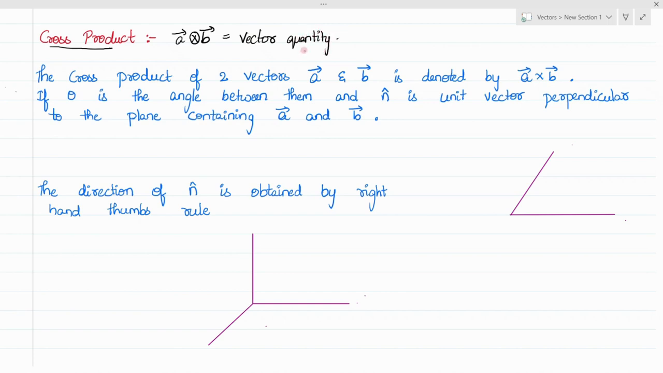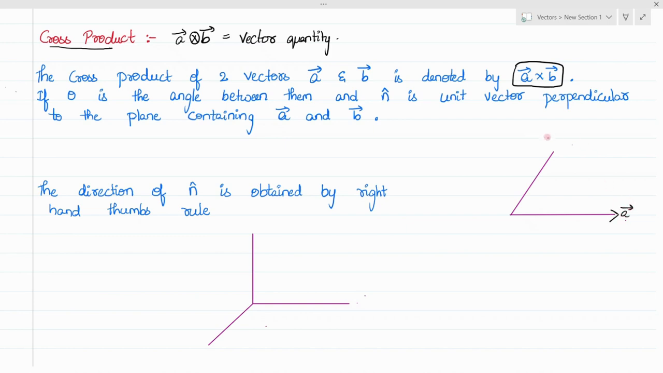Okay, now let's see how this works. The cross product of two vectors A and B is denoted by A cross B. I already told you just now, A and B are two vectors and the operator which we use is cross. Now, how do we find the value of A cross B?